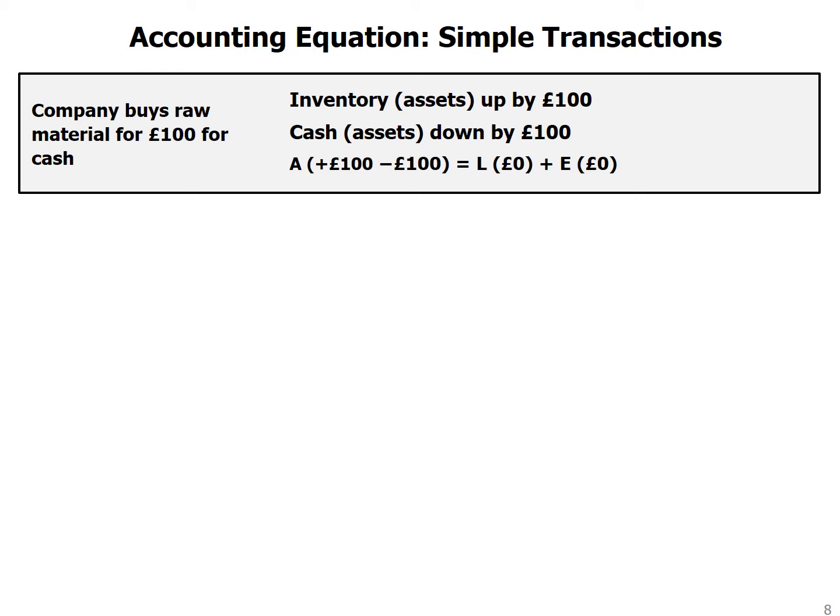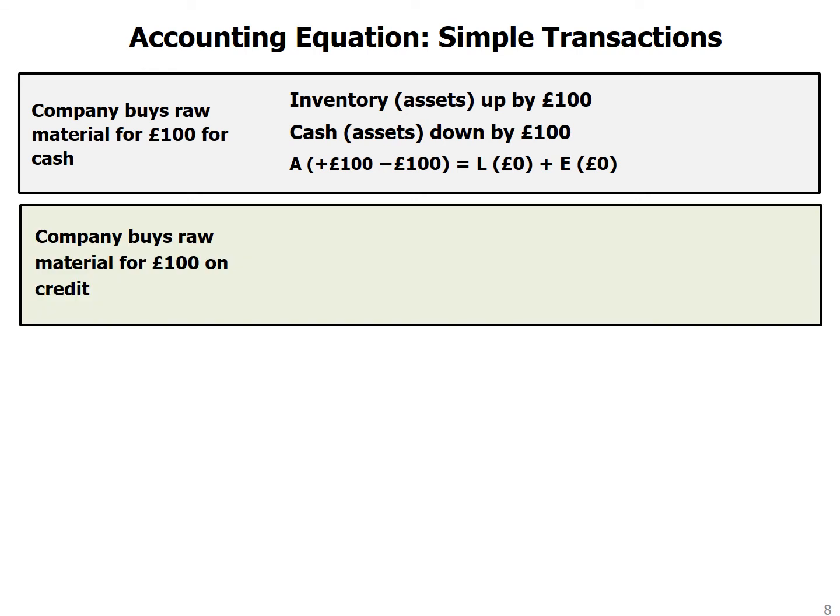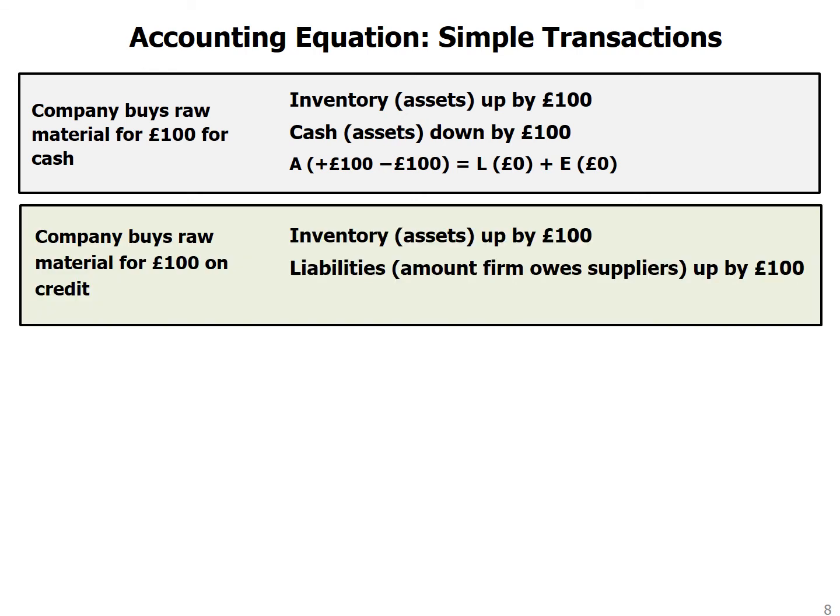Take the same example, but this time we will make the raw materials bought on credit. So we've got the same start. We've got inventory up by £100, so assets up by 100. But now, rather than cash being paid, the firm owes its suppliers £100 for the inventory that's been bought. So liabilities, the amount the firm owes the suppliers, is up by £100. There is no profit on this transaction. A fair price has been paid. So assets plus 100 equals liabilities plus 100 plus equity of 0.